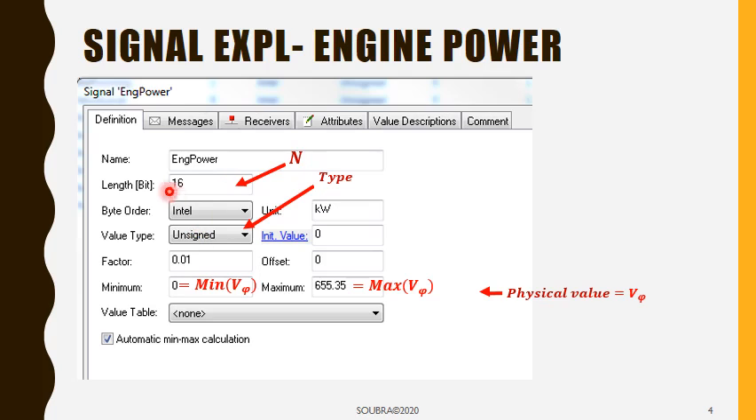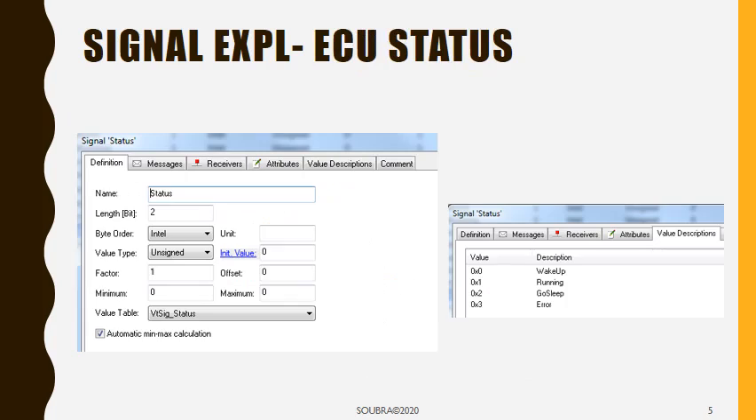Alright, and by the way, the signal is part of one of the messages that's sent by someone and received by other ECUs. Right, so let's see another example. So here, take a second to try to draw conclusions about that particular signal.